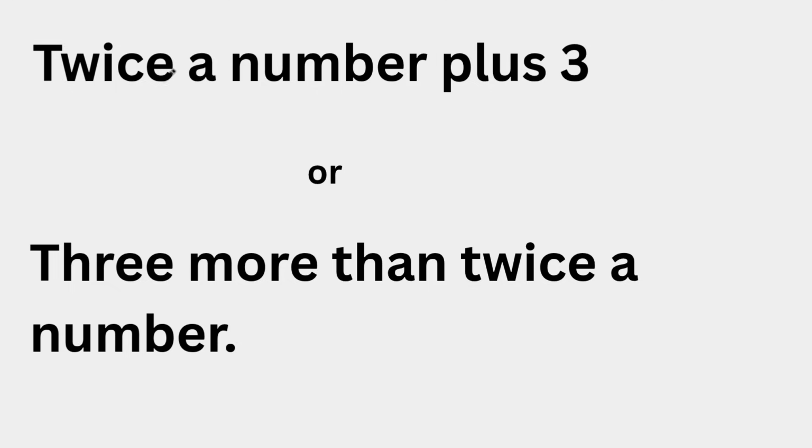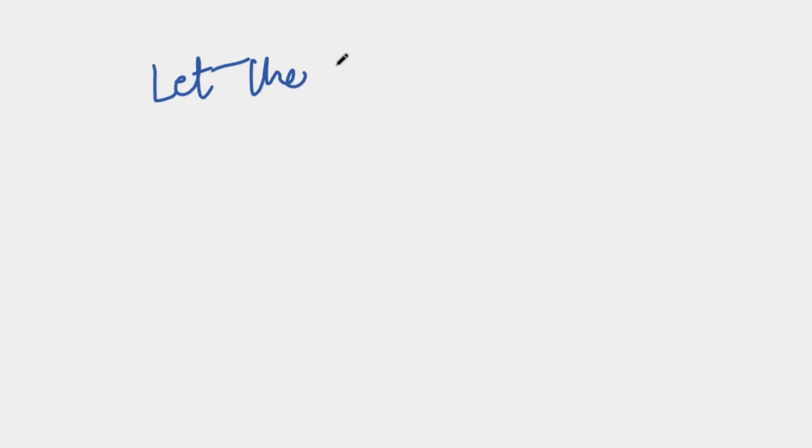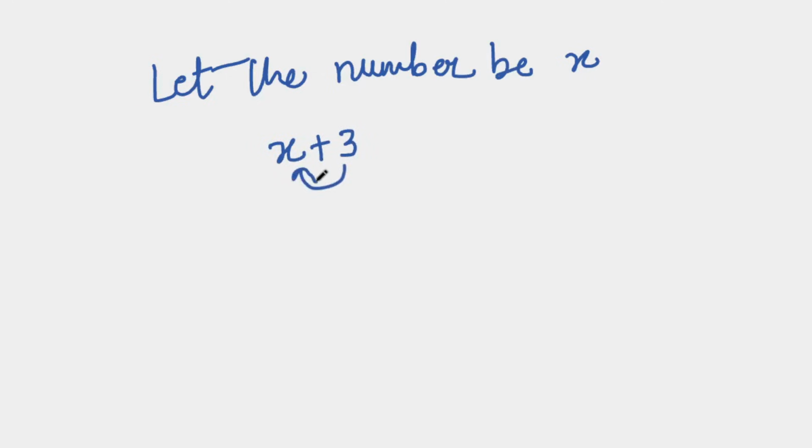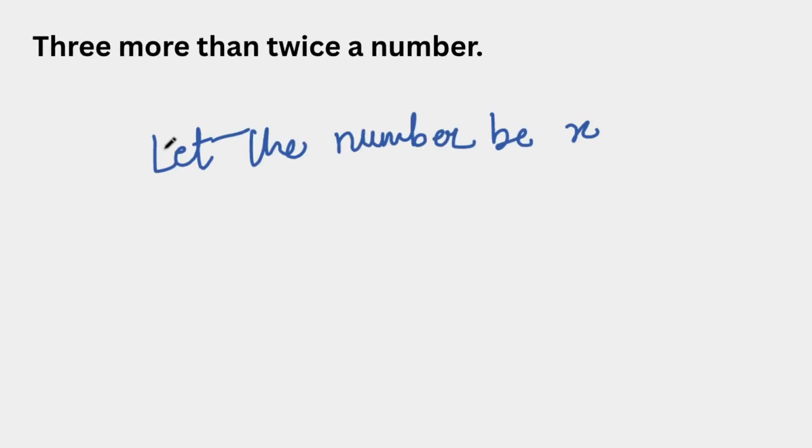So first choose a variable. Let the number be x. So here x is representing that number. Now we won't do like this because this is 3 more than x, and we are talking about 3 more than twice of a number. All right, see here.